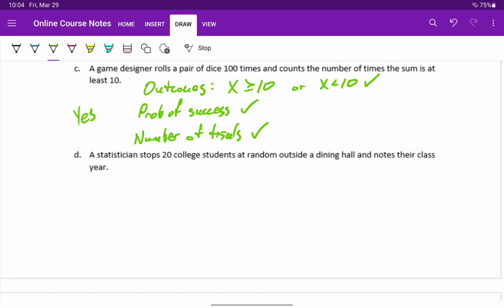In part D, a statistician stops 20 college students at random outside a dining hall and notes their class year. In this case, no, this is not a binomial experiment because there are more than two outcomes. For instance, degrees could include math, biology, and English. We already have more than three, and this is about their year in class. So first year, sophomore, junior, senior, we've got at least 4 ways people could respond. So we have more than two outcomes, which doesn't meet the conditions for being a binomial experiment.